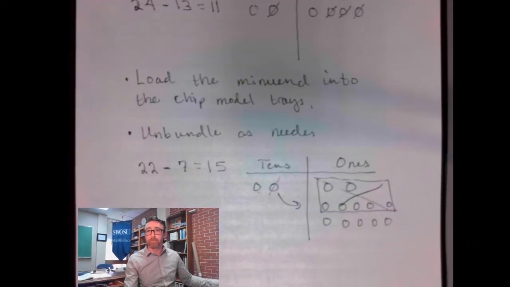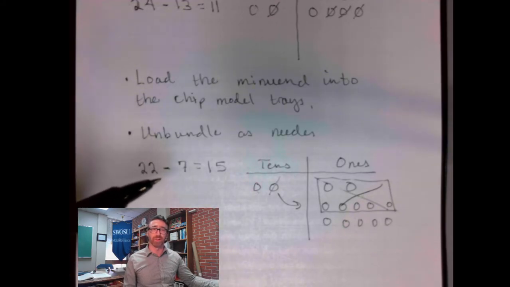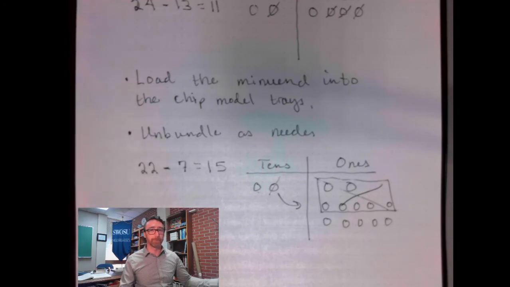Okay, so that is an example of using the chip model to do a subtraction where we had to do unbundling. In the standard pencil and paper algorithm, we typically call that borrowing.